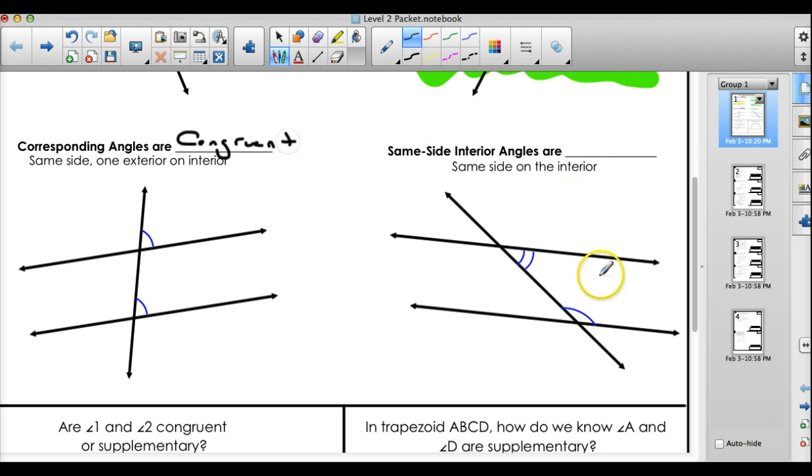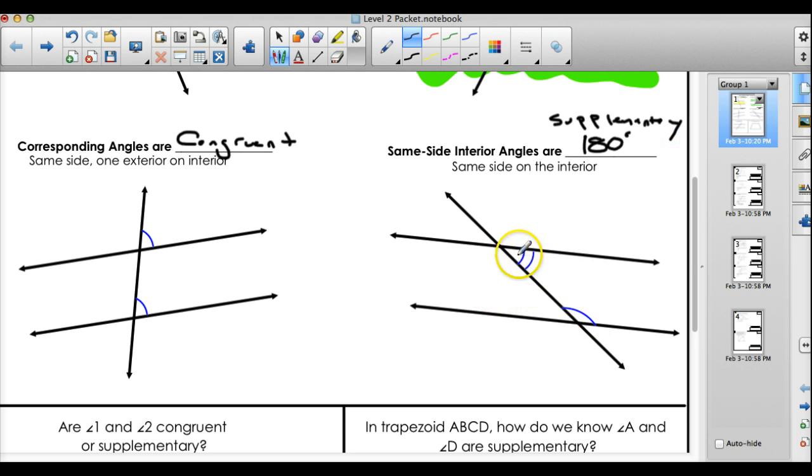And finally, you have same side interior. Those are two angles that are on the same side and on the interior. And just to remind you, these are the only ones that are not congruent. They are supplementary, all right? I'm going to just put 180 here, or supplementary. All right.